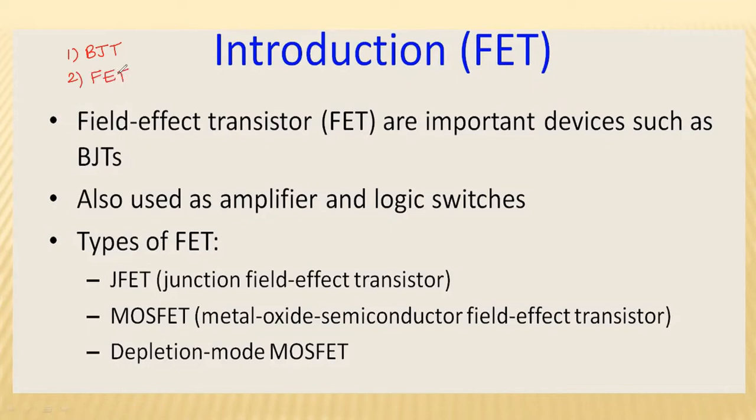Complete discussion of BJT is done in the second unit. Now in this third unit, we are going to discuss FET, field effect transistor. Field effect transistor is again of two types: junction field effect transistor and metal oxide semiconductor field effect transistor. In the syllabus, we have both these types: JFET construction and its VI characteristics. Similarly, MOSFET and its construction and VI characteristics.